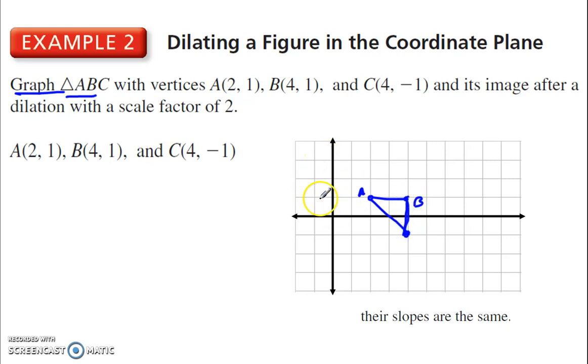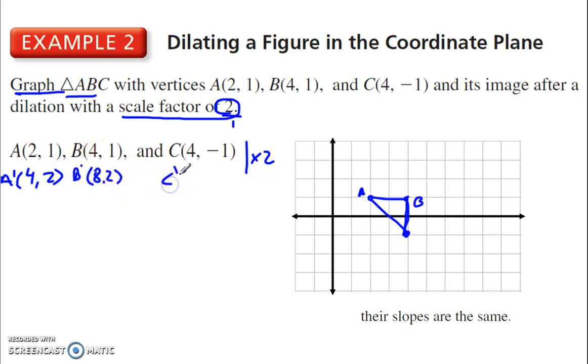There we go. Alright, and now we want to make a dilation with a scale factor of 2. Now 2 is 2 over 1. So I'm going to multiply each of these by 2. So all of these times 2. 2 times 2 is 4. 1 times 2 is 2. So A prime is at 4 and 2. B prime is at 8 and 2. C prime is at 8 and negative 2.